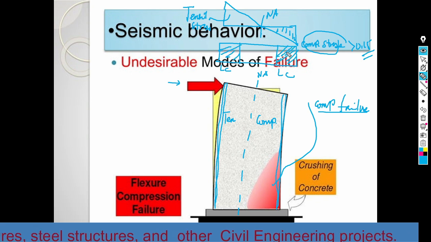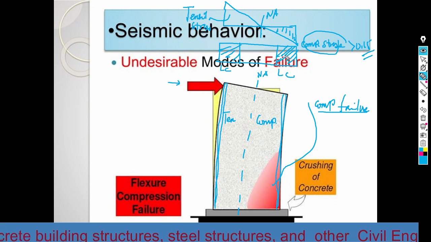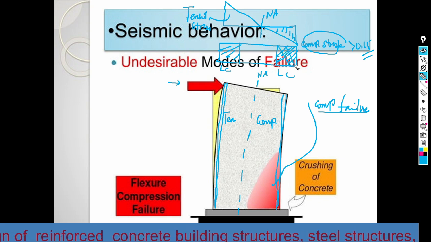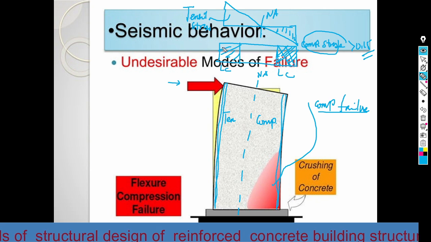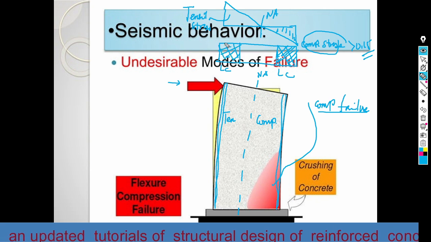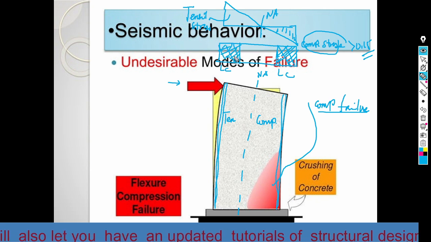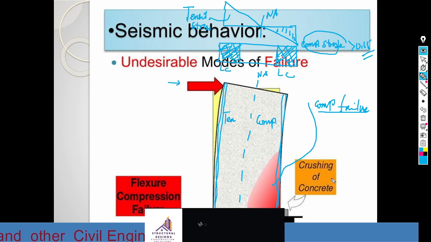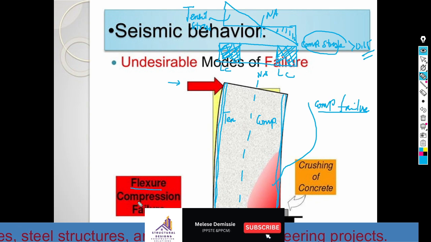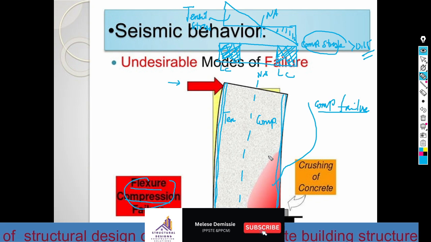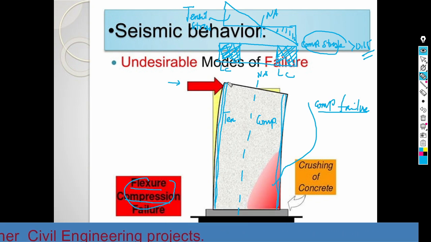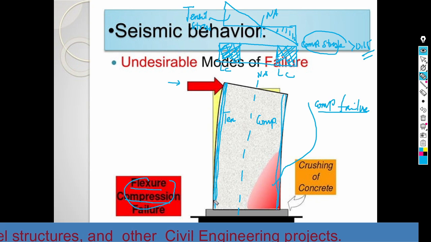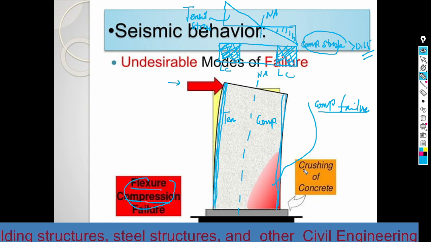So we need to provide a greater number of reinforcement at the boundary element in order to increase the tensile and the compressive resistance of the section, so that the compression failure will be avoided. So this is about just the failure in compression.